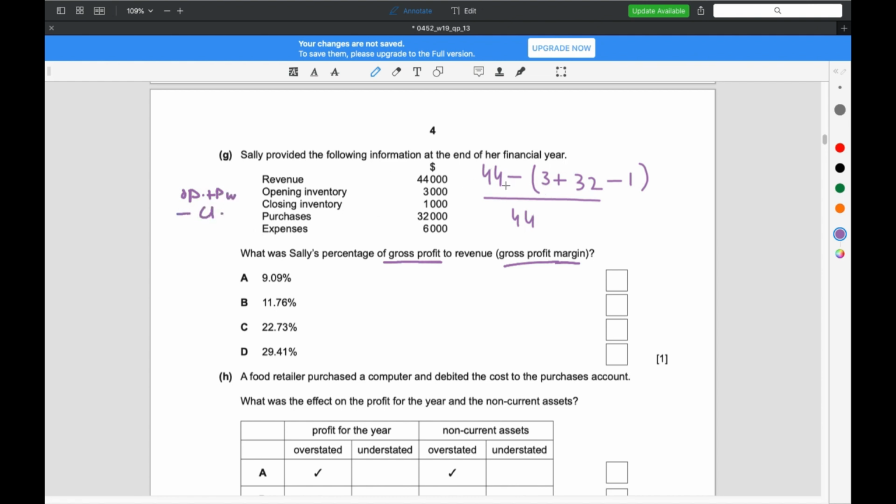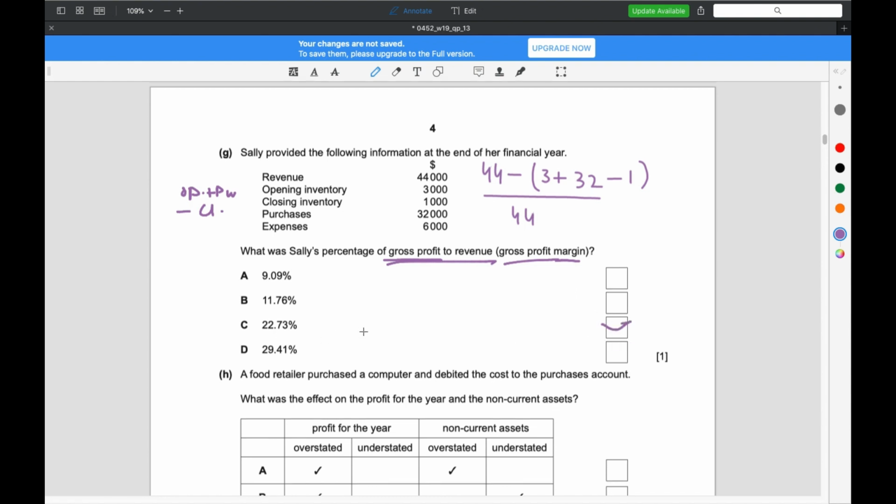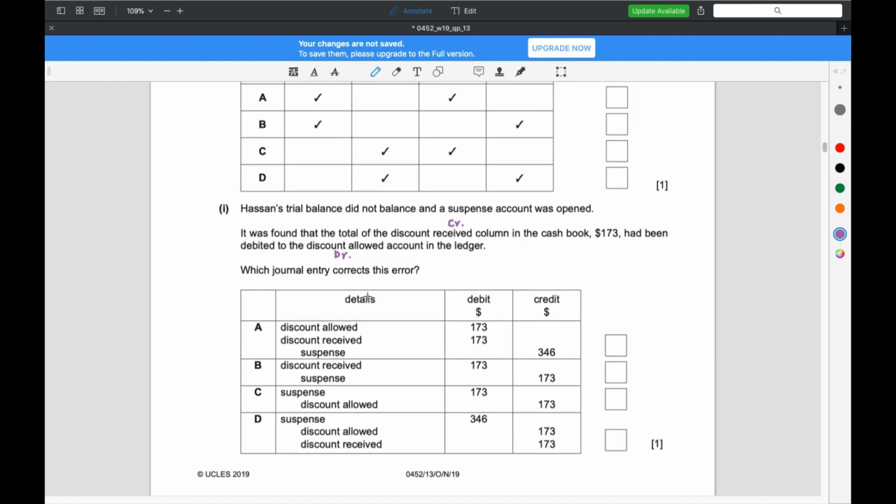So revenue, gross profit margin. We subtract cost of sales from revenue. So the revenue is 44,000, and we subtract cost of sales, which is 3,000 plus 32,000, and then subtract 1,000. That is going to be your gross profit divided by your 44,000. He's given you the formula here. So this is actually going to leave you with the answer of C, which is 22.73%. All right, so that was simple.